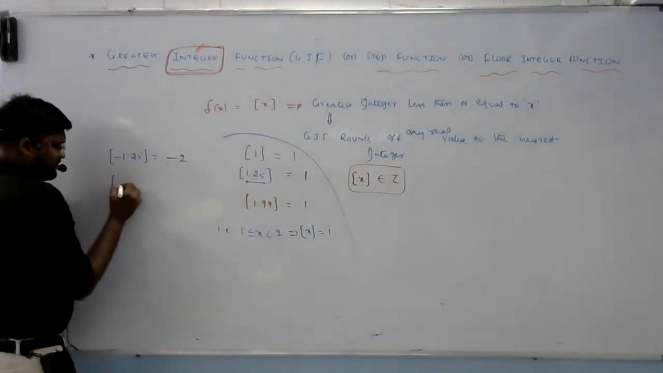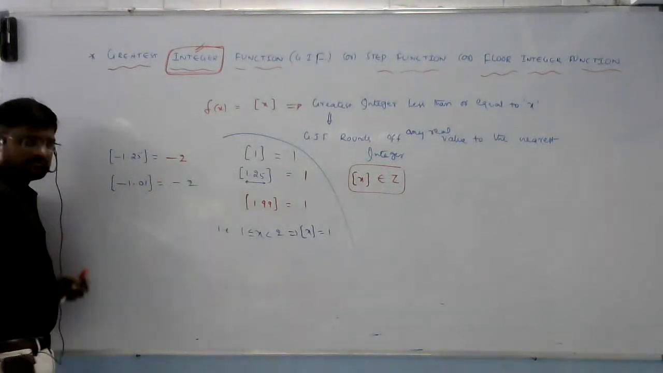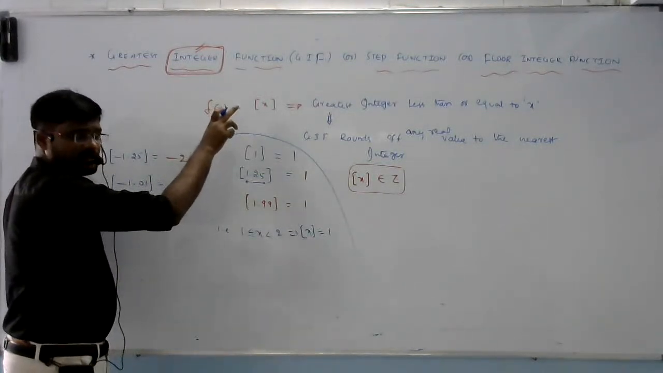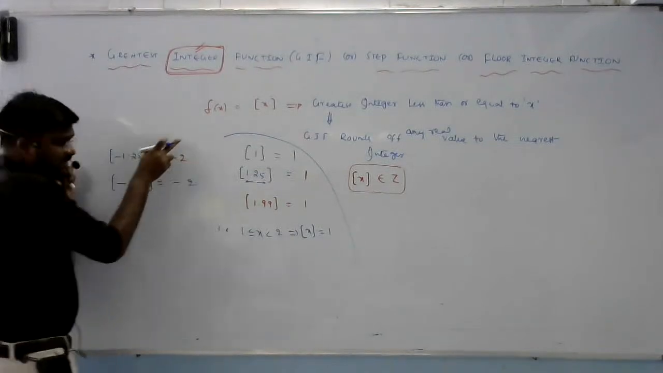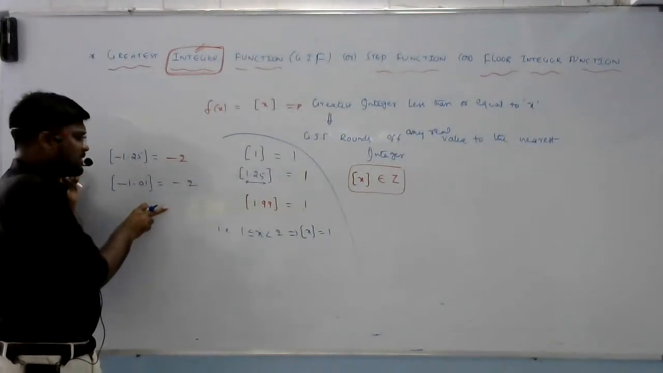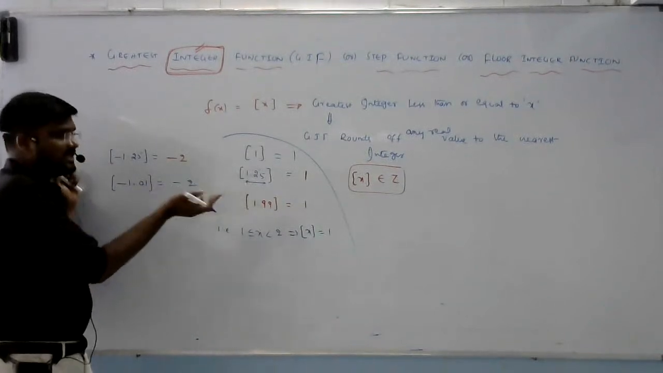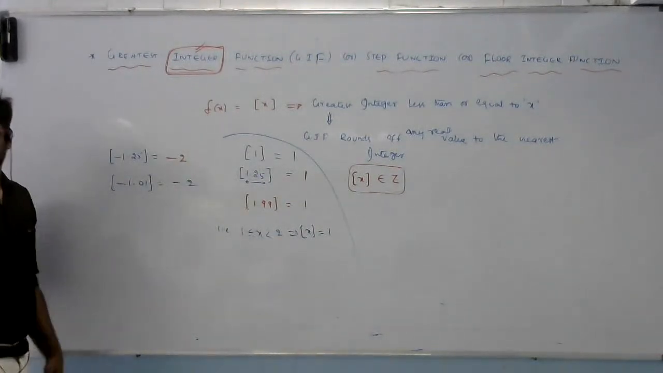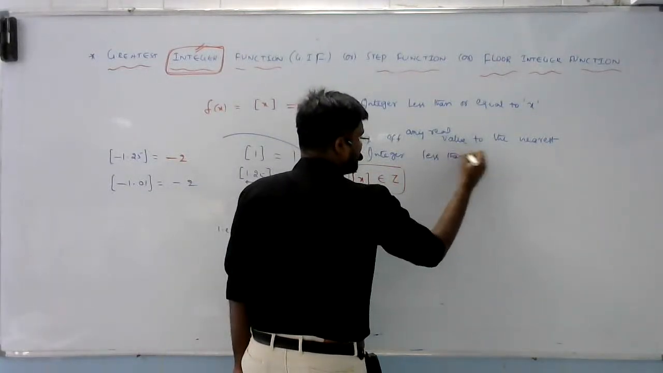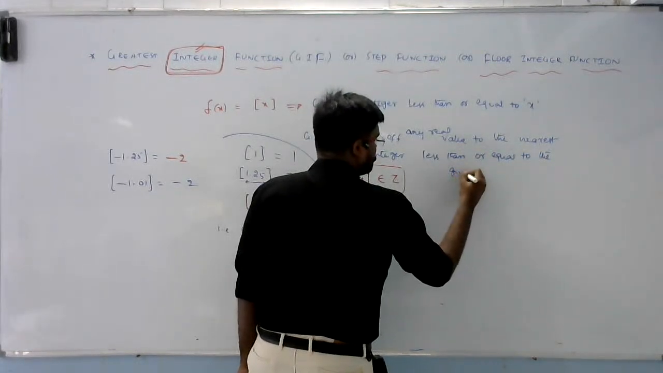Similarly, when I write step of minus 1.01, what is the answer? Still it is minus 2. I hope this is clear to everyone. So this is the meaning of greatest integer function or step function or floor function. It is nothing but the greatest integer less than or equal to x. So the greatest integer function rounds off any real number or any real value to the nearest integer less than or equal to the given number.